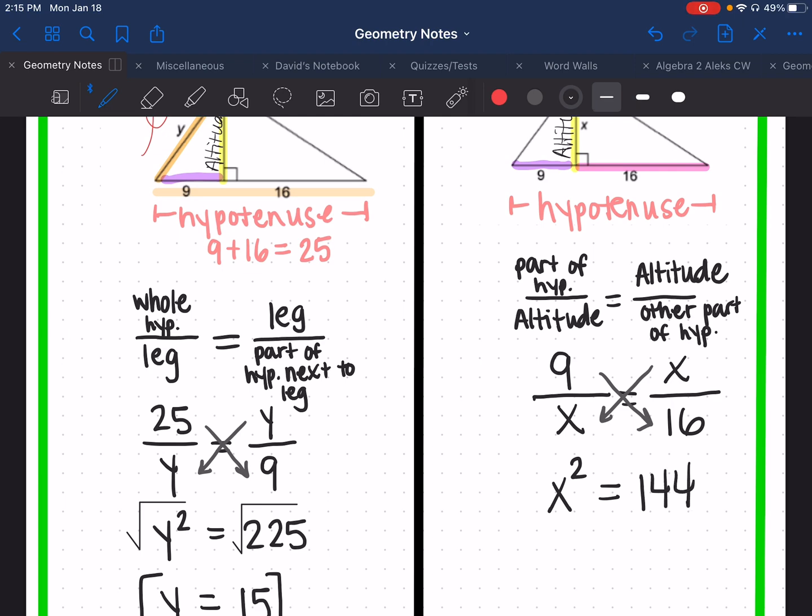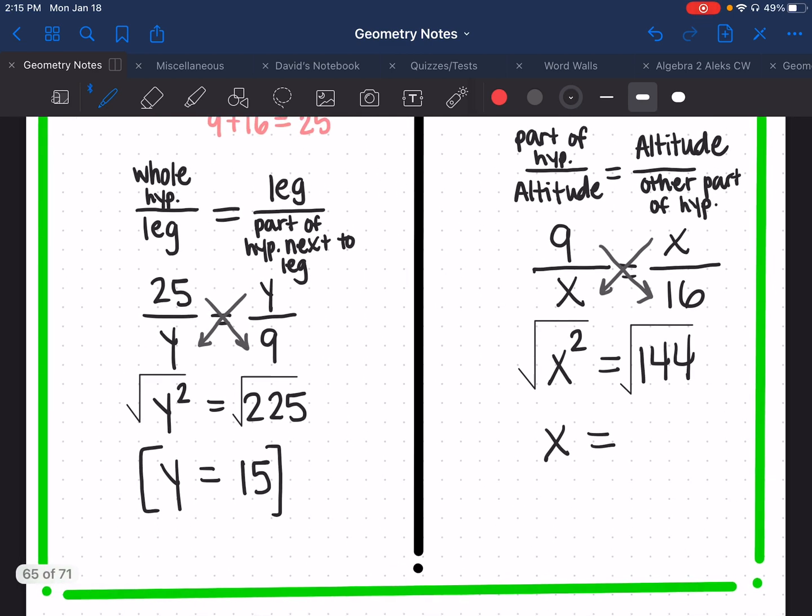You're going to go ahead and take the square root of both sides. The square root of x squared is x. The square root of 144 is positive and negative 12. But remember, once again, we're talking about a piece of a triangle, so we ignore the negative part.